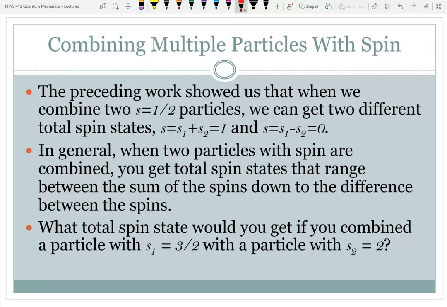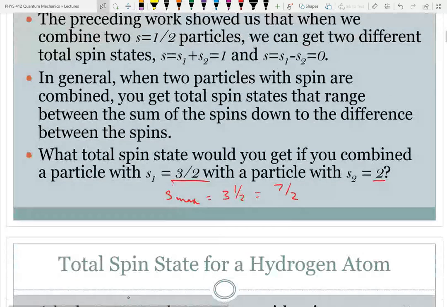It's a general rule: when you combine two different particles, you can have the spin state anywhere between the maximum and minimum you get with adding them. So if I have 3/2 and 2, what's the maximum alignment I could get if they're totally aligned? 2 plus 3/2 is actually 3.5, or as we'd prefer to say, 7/2.